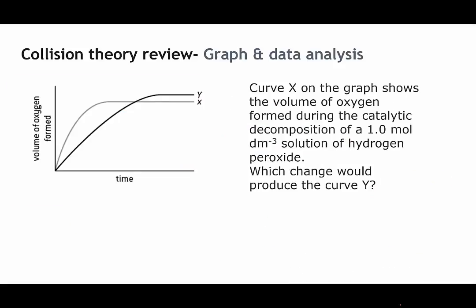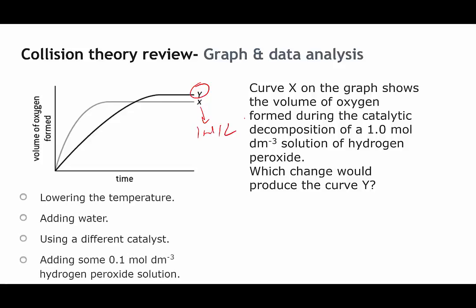I have a second example over here. Curve X on the graph shows the volume of oxygen formed during the catalytic decomposition of a 1 mole per liter solution of hydrogen peroxide. Which change will produce the curve Y? So curve X is 1 mole per liter. I have several different options: lower the temperature, add more water, use a different catalyst, or add some 0.1 moles per liter hydrogen peroxide solution. Pause the video for a second.